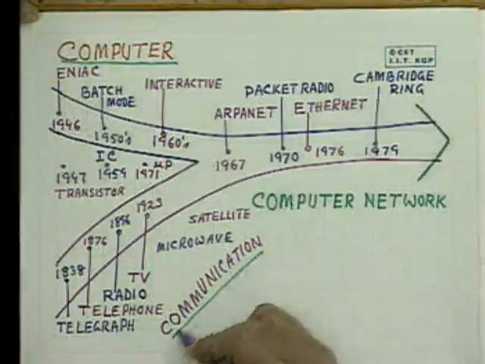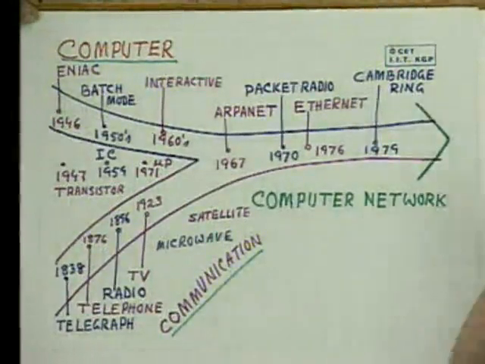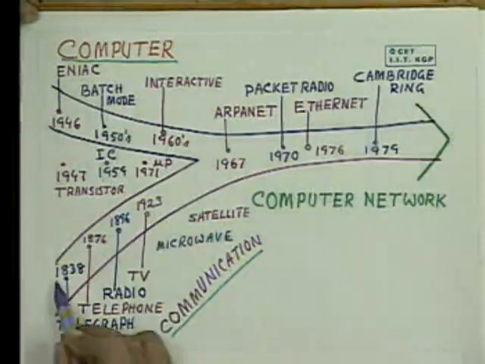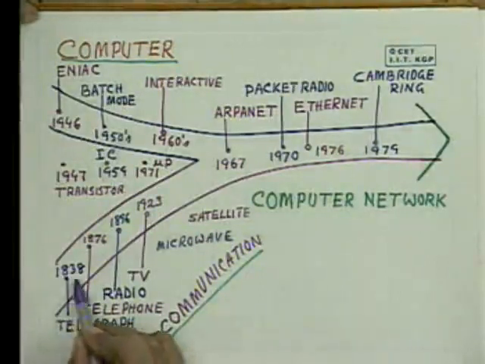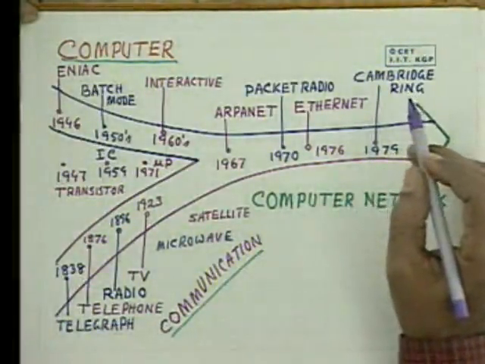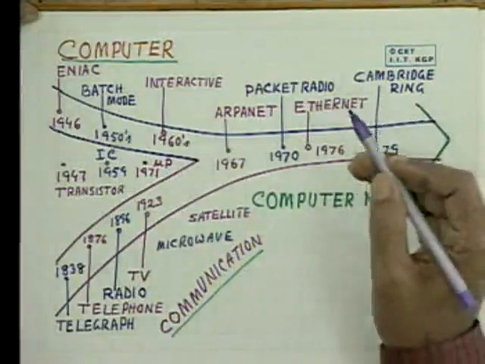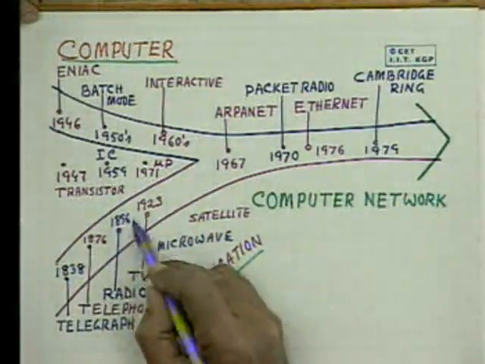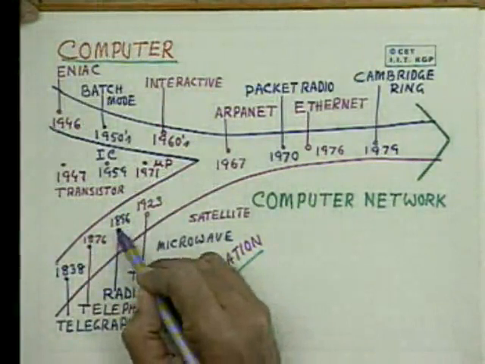Of course, people have been communicating with each other from prehistoric ages, but electronic or electrical communication started with the invention of telegraph in the year 1838 by Samuel F.B. Morse. The invention of telegraph ushered in a new approach in communication. It started the era of electrical communication. After that came the invention of telephone by Alexander Graham Bell in the year 1876. Then there was the invention of radio by Marconi in the year 1896.